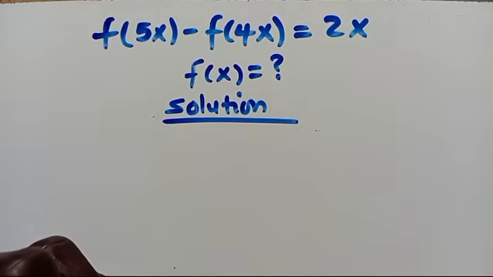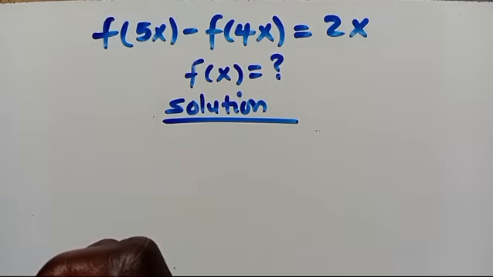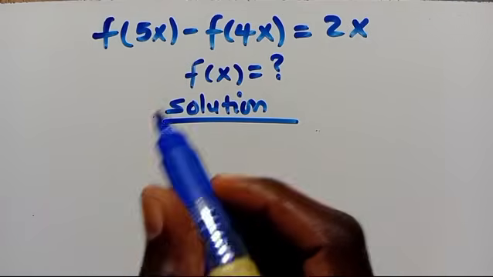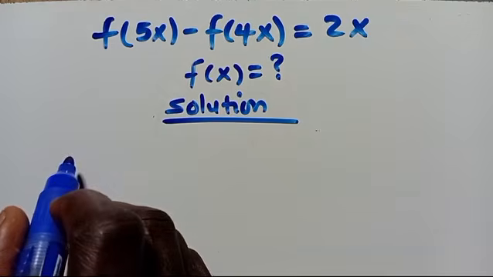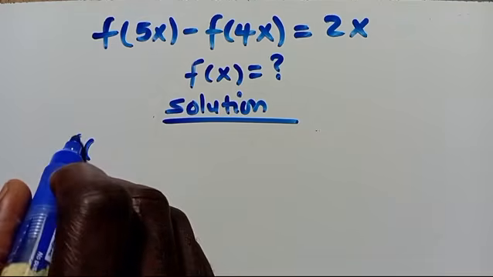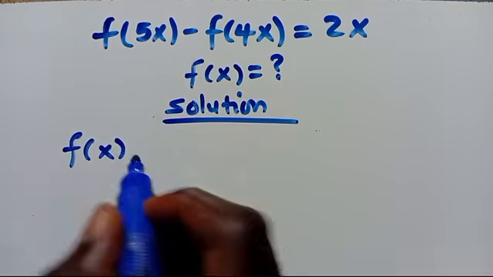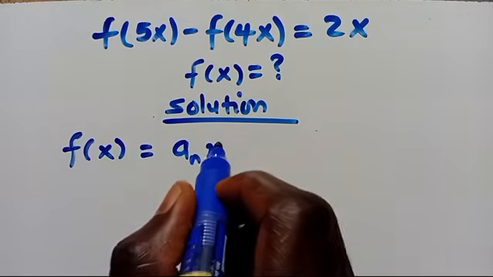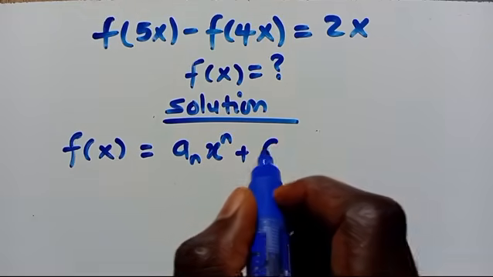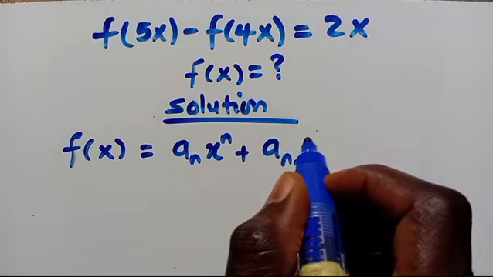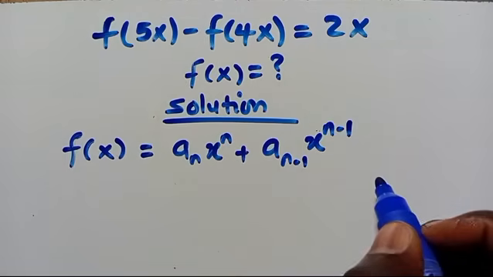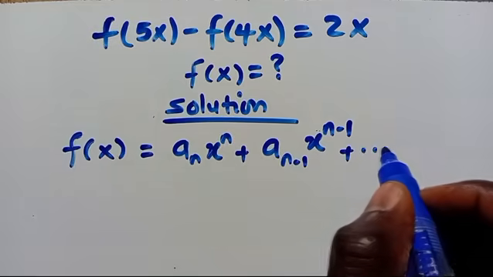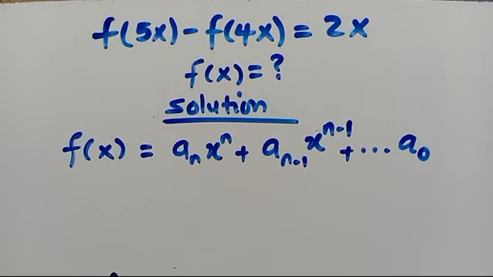From here, we have to introduce the general polynomial expression because we didn't know the degree of this f(x). So if we are to recall, f(x) equals a_n x to the power of n plus a_(n-1) x to the power of n minus 1, plus dot dot dot till we have a naught.